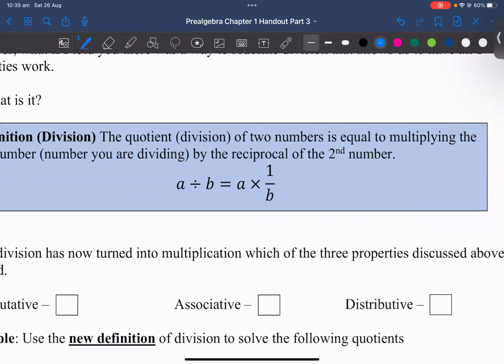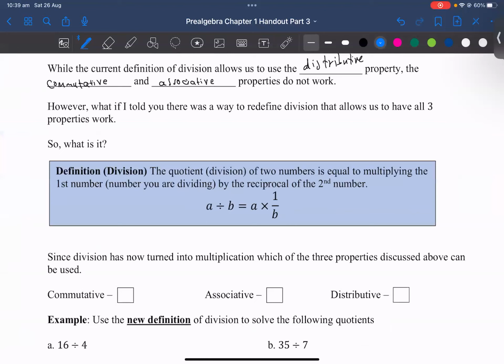So A divided by B is the same as A times the reciprocal of B, which is A times 1 over B. Very important concept, especially in fractions, very useful. We're going to do fractions in a little bit. So A divided by B is the same as A times the reciprocal of B.